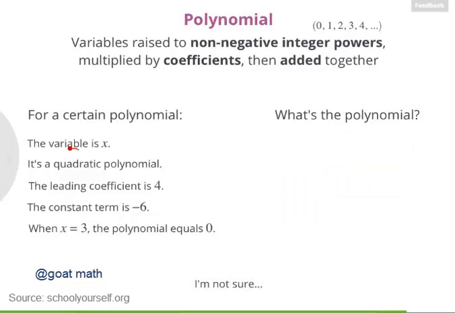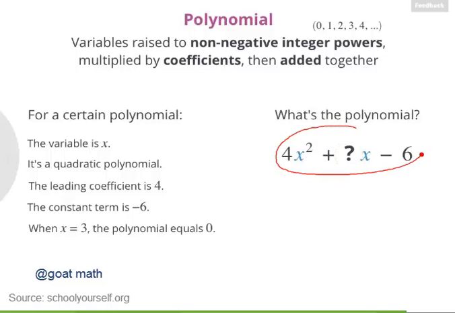Excellent work! If the polynomial is quadratic, that means the degree is 2, and the polynomial must look like this. Some coefficient times x squared plus another coefficient times x plus a constant term. You were also told that the leading coefficient is 4 and that the constant term is negative 6. So then the tricky part was using this last statement to determine the middle coefficient.